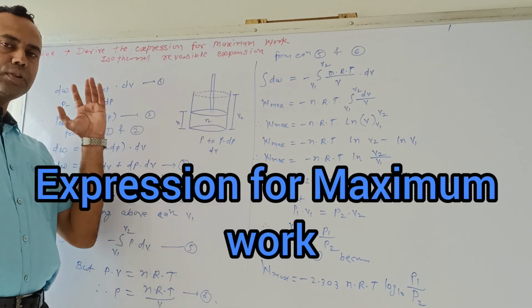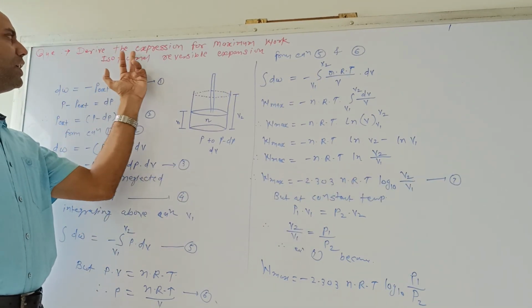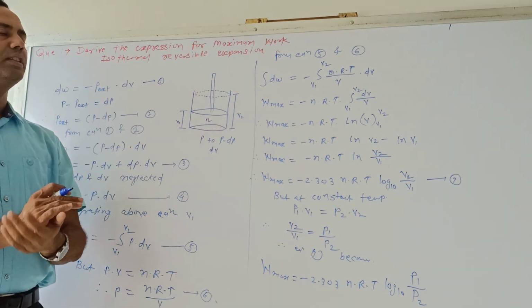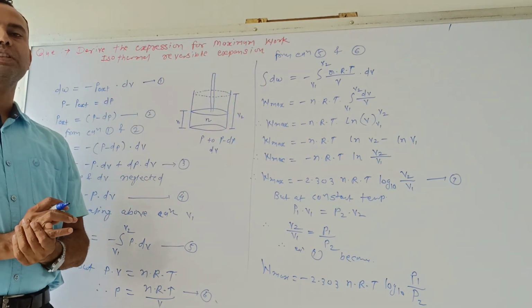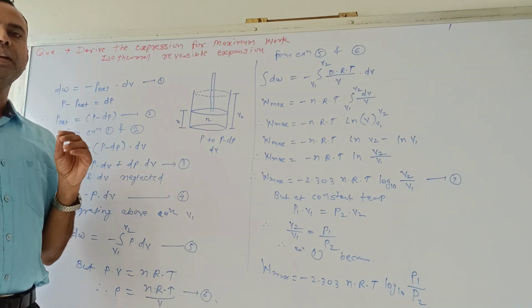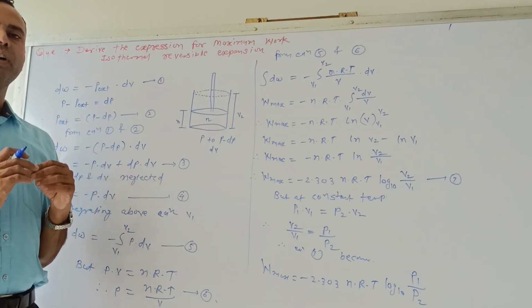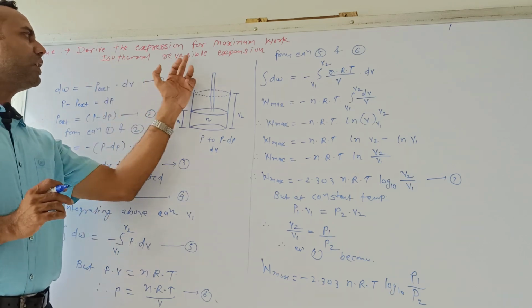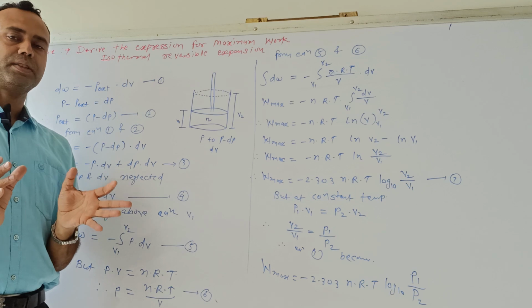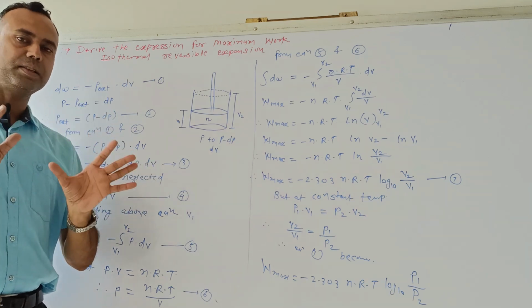Students, now we are going to discuss the question: derive the expression for maximum work in isothermal reversible process. Or this question is also asked as: derive the expression for work done in isothermal reversible expansion of a gas. The question may be asked in various ways, but the answer is the same.